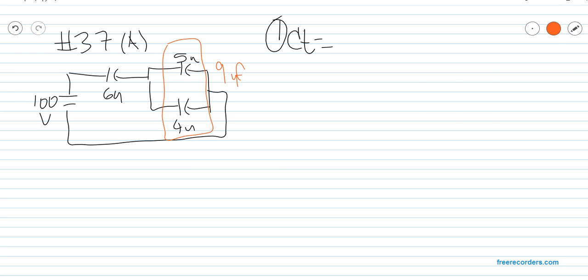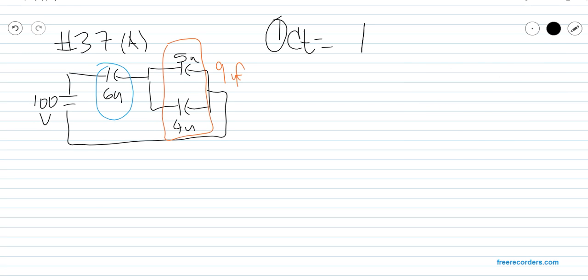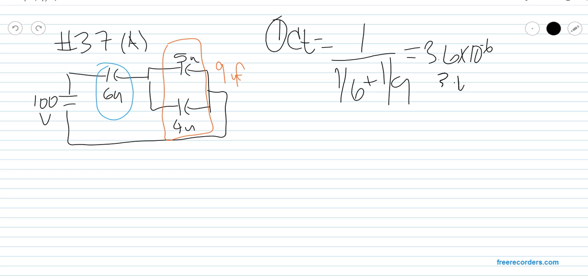This 9 microfarad is in series with this 6 microfarad. When capacitors are in series, you take the reciprocal of the total. So our capacitance total for this whole circuit would be 1 over (1/6 plus 1/9), which gives us 3.6 times 10 to the minus 6 farads, or 3.6 microfarads. Sorry about that. I should have done that in the first place.